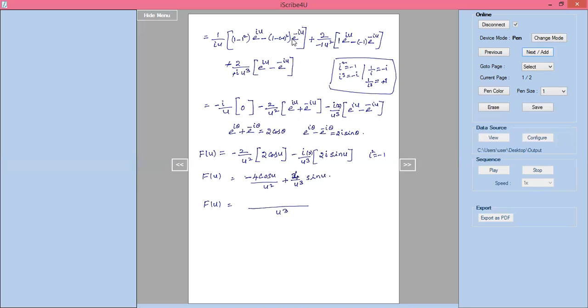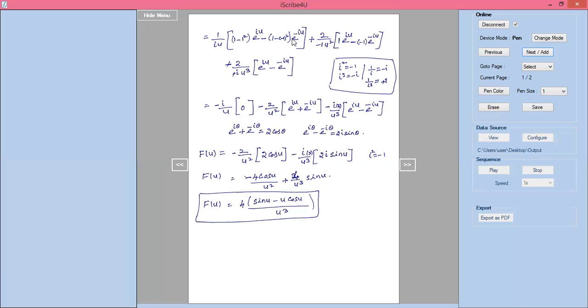Now I'll take 4 outside. If you take 4 outside, you will get sin u minus u into cos u, with u cube as the LCM. This is the value of f of u: f of u equals 4 into sin u minus u cos u divided by u cube.